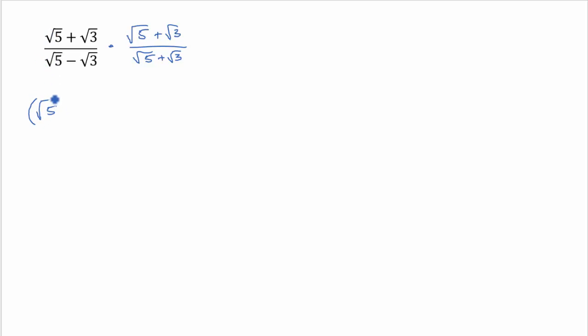So to FOIL the top, the square root of 5 times the square root of 5, plus outer, the square root of 5 times the square root of 3, plus the inner, the square root of 3 times the square root of 5, plus the last, square root of 3 times the square root of 3.